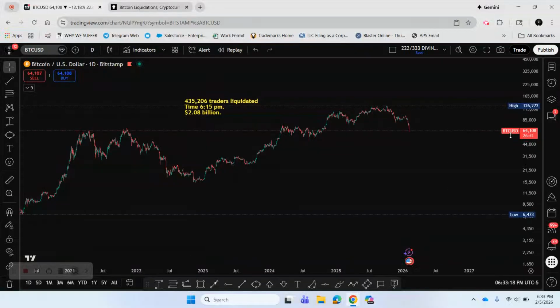So we're looking at Bitcoin, BTC USD. I'm on a daily chart. All right, so we want to look at something first before we get started.